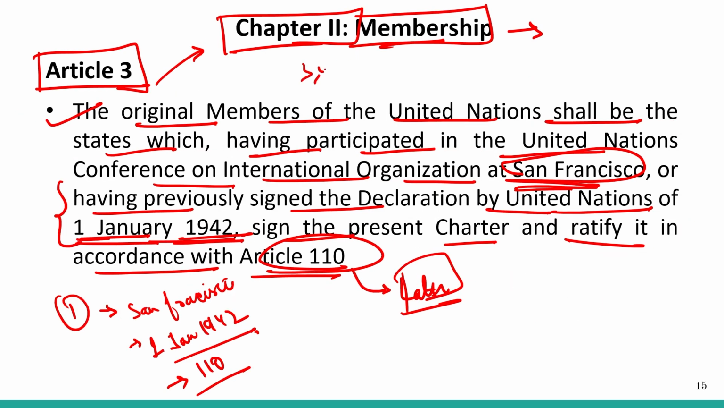Articles 3, 4 and 5, which talk about membership, explain how the membership of the United Nations can take place, how a nation can be a member of the United Nations. Obviously, the first article talks about if they have been a part of the San Francisco Conference, or they have signed the United Nations Charter that was presented on 1st of January 1942, and the third one being that they have ratified it in accordance with Article 110.